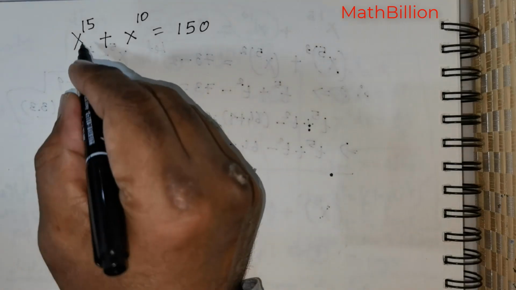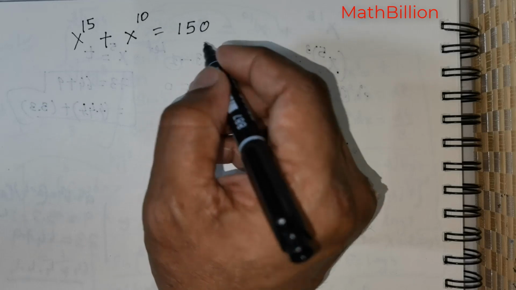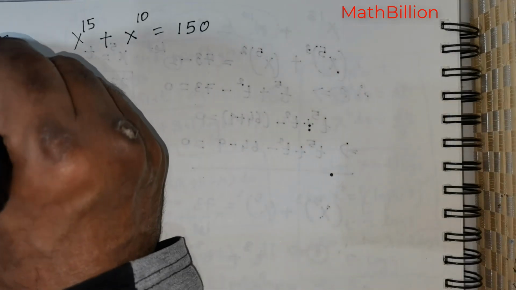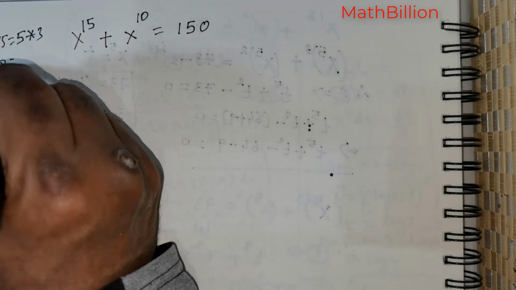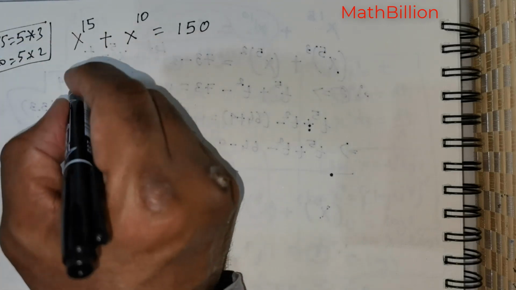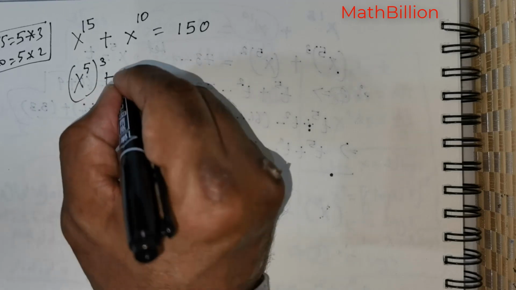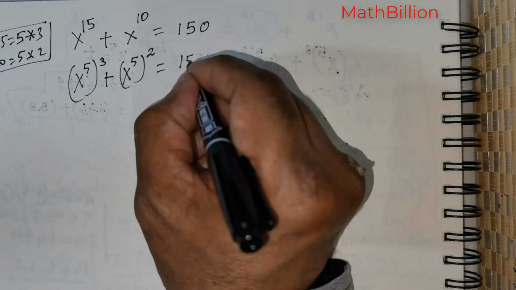How to solve x^15 + x^10 = 150. Clearly we can see that 15 is actually a multiple of 5 with 3 and 10 is a multiple of 5 with 2. So I will be utilizing this concept and rewriting this as (x^5)^3 + (x^5)^2 = 150.